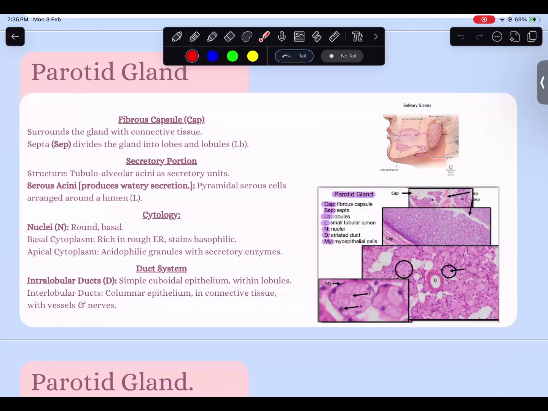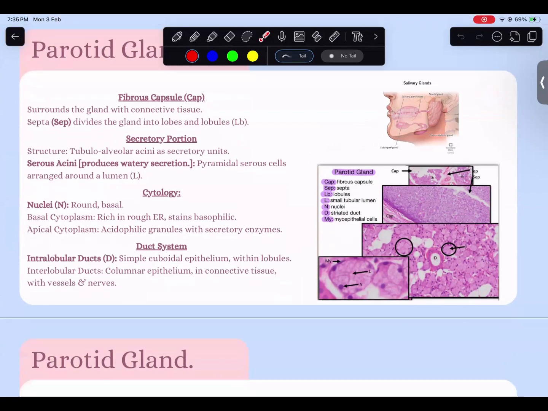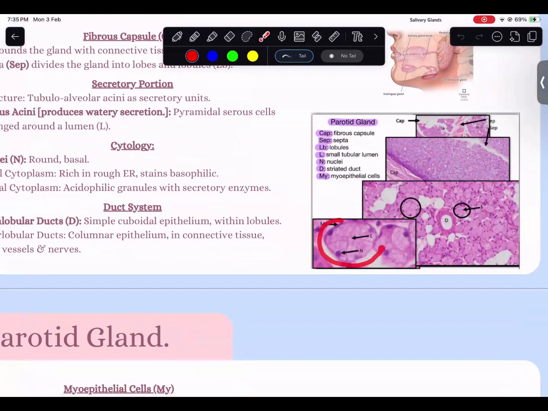Okay, the parotid gland is also going to have serous acini. So you see this is your serous acini. The cells inside here are your pyramidal cells. This is the lumen, so the pyramidal cells are surrounding the lumen. This entire thing is your serous acini. Now what a serous acini does is it releases serous, which is basically watery secretion, as we said. So this is going to help in releasing watery secretion through the parotid gland.